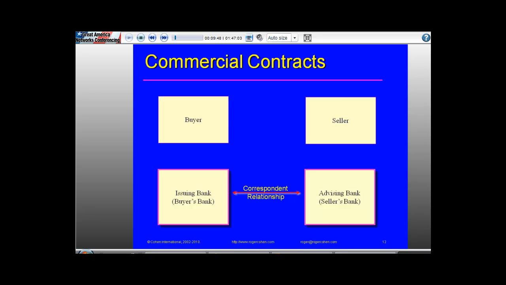The issuing bank and the advising bank have what's called a correspondent relationship, so that they, on behalf of their clients, can move documents and move money back and forth.